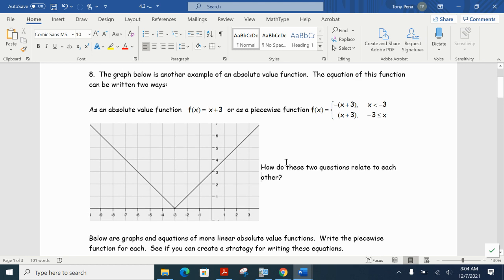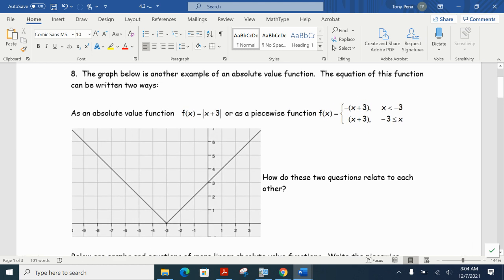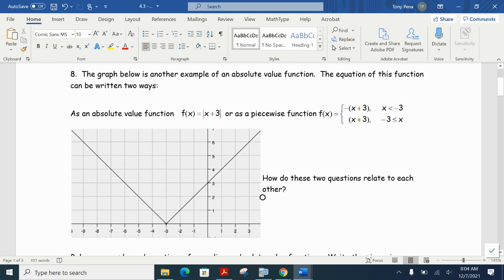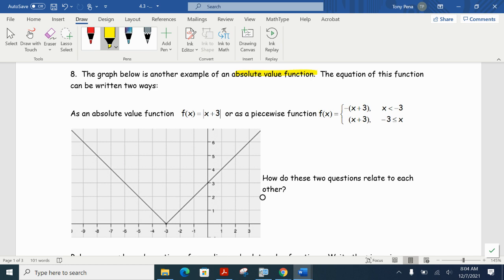So it says below, number 8, the graph below is another example of an absolute value function. And again, it's because it's this nice V. Those absolute value functions are what we introduced yesterday. The equation of this function can be written two ways. One way we can do this is using absolute values. So that's one way that I could write this equation. That equation looks like this on an xy plane.